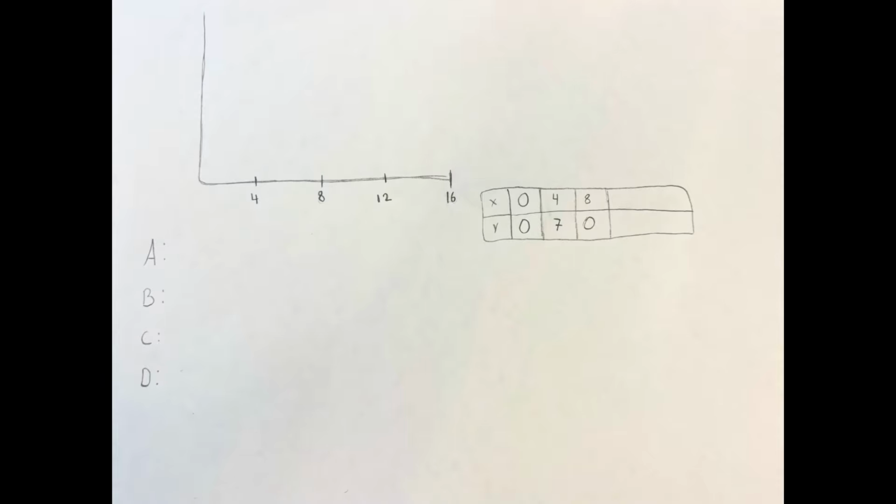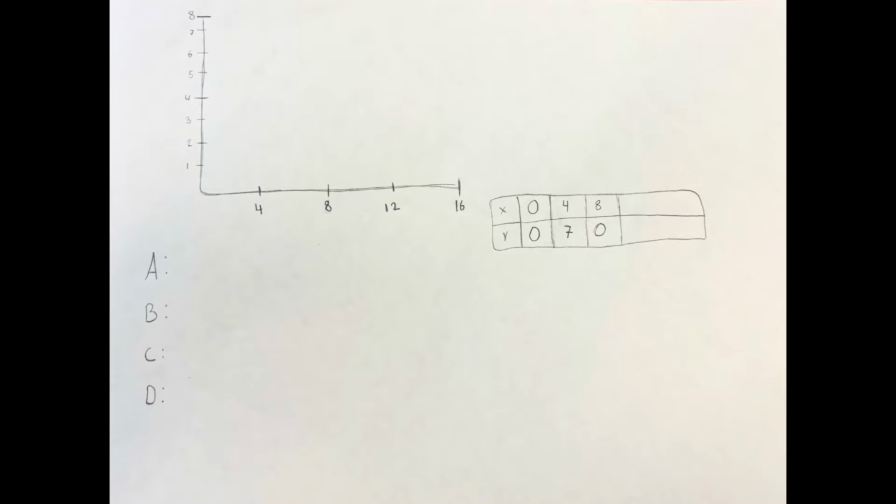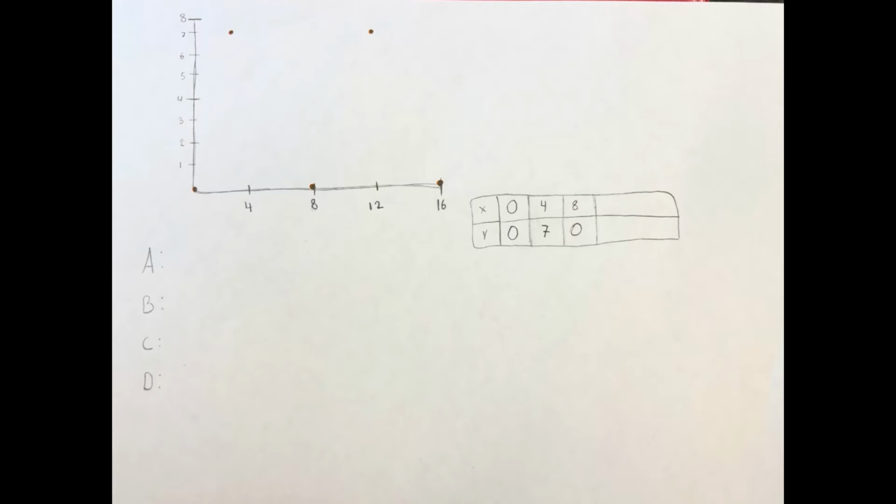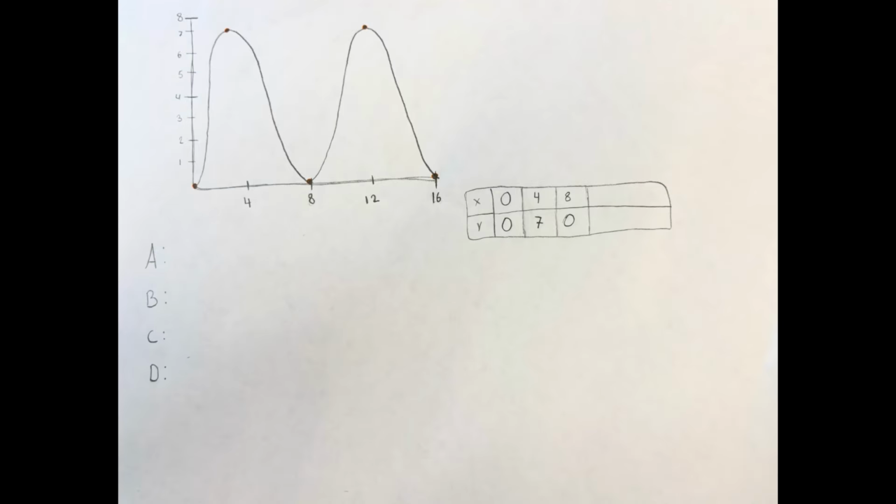This graph will show 2 cycles, so the x-axis will end at 16. The y-axis will represent notes sung. C4 will be 0, and C5 will be 7. For simplicity's sake, she will go up to 8. Here are her points, and here is the graph.